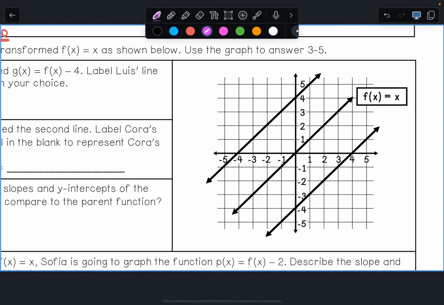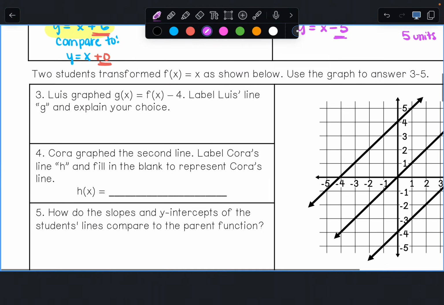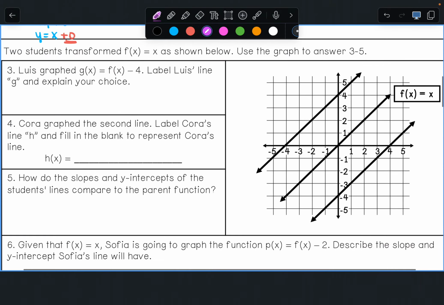Because imagine if they were all y equals. Would you know what line you're supposed to mess with? No. So all those letters, they're just names, okay? All right, so let's look at number 3. Luis graphs g of x is equal to f of x minus 4, and it says label his line. I can't tell you which one is his line just by looking at that equation.